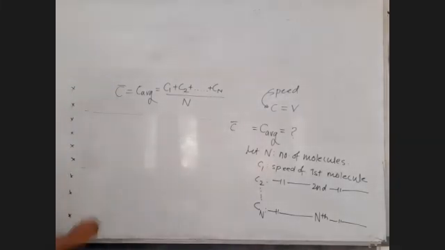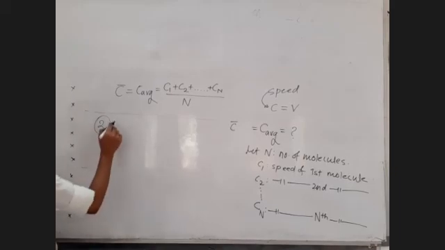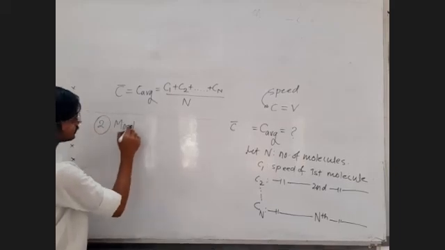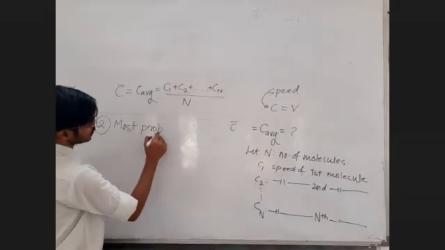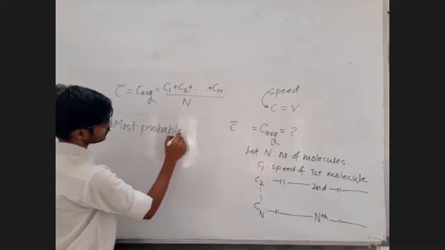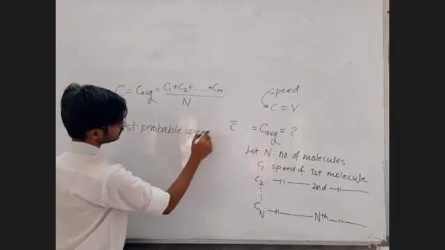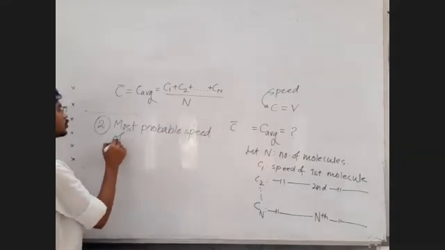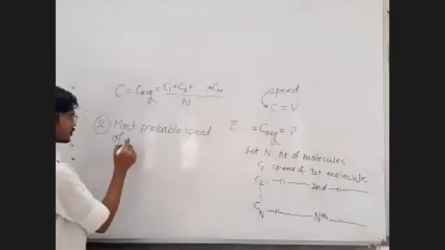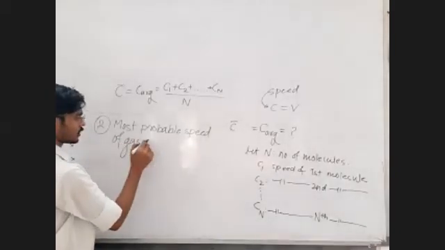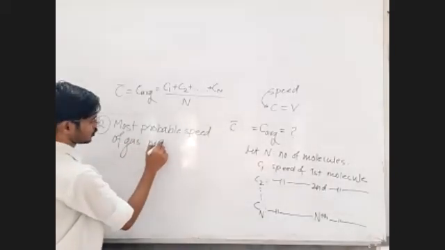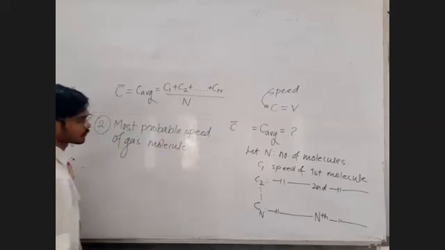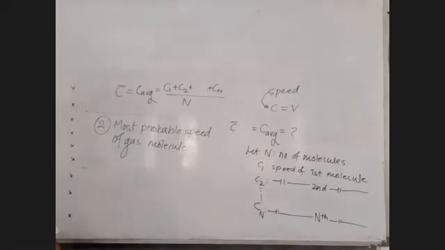Now write down the second point. Second point: most probable speed of gas molecule or gas molecules. No problem. Most probable speed of gas molecule.